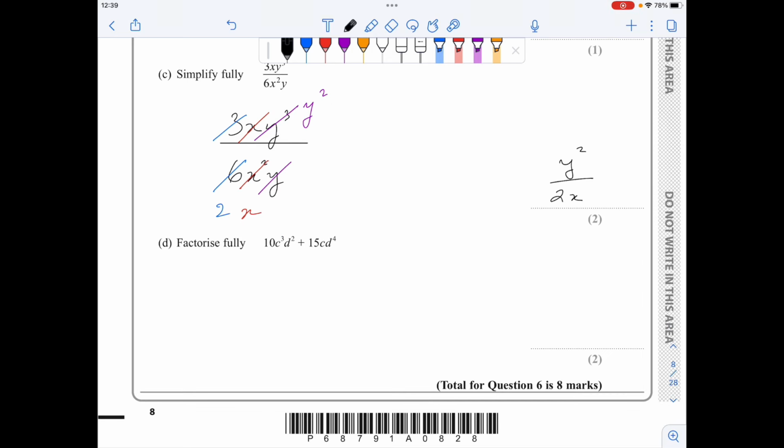Finally, in part D, I'll take out a common factor of 5cd squared. And I'll be left with 2c squared plus 3d squared. And that's it for question 6.